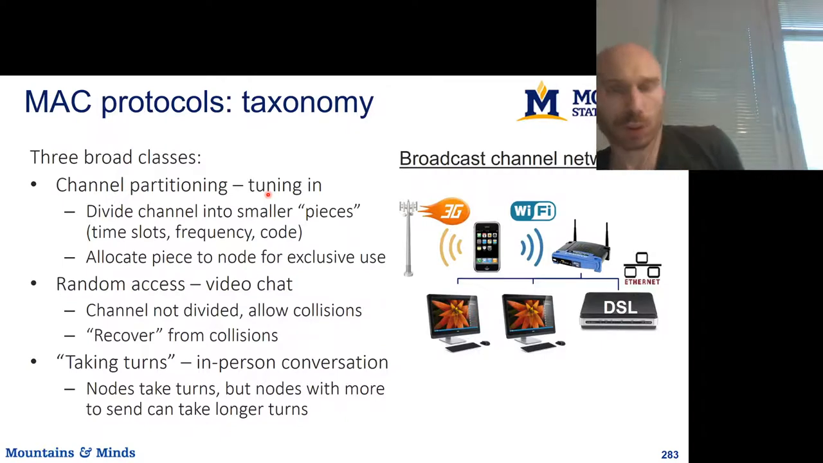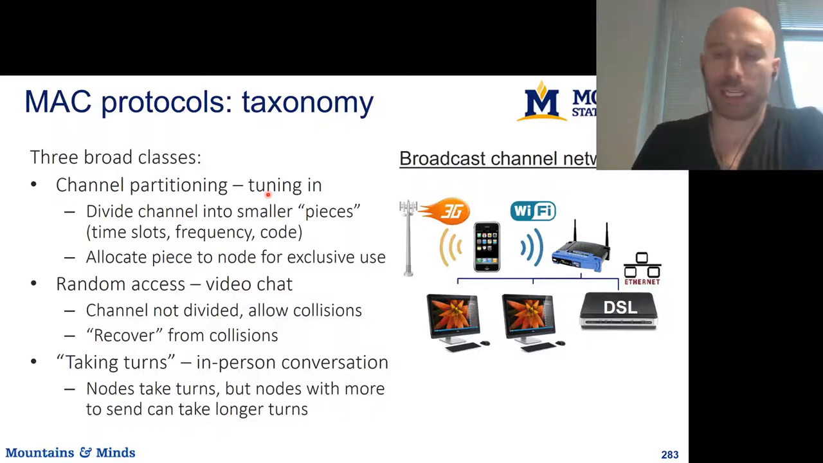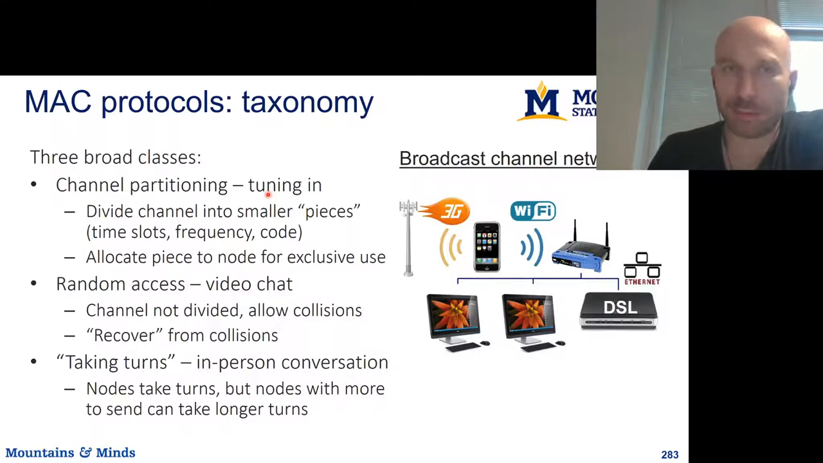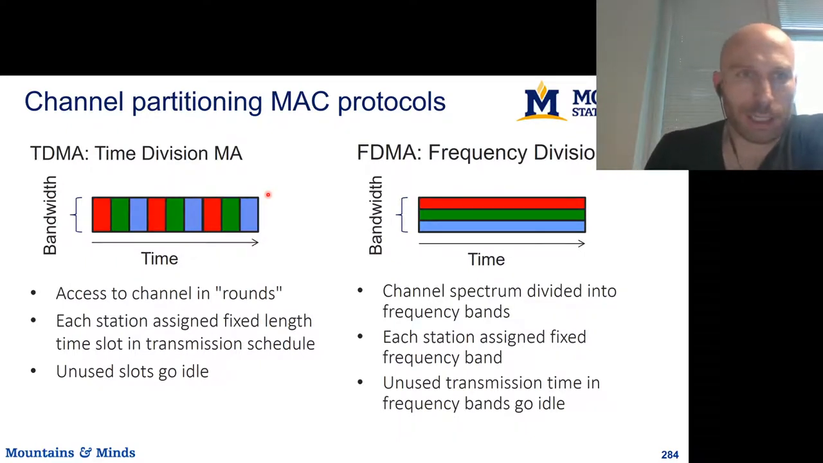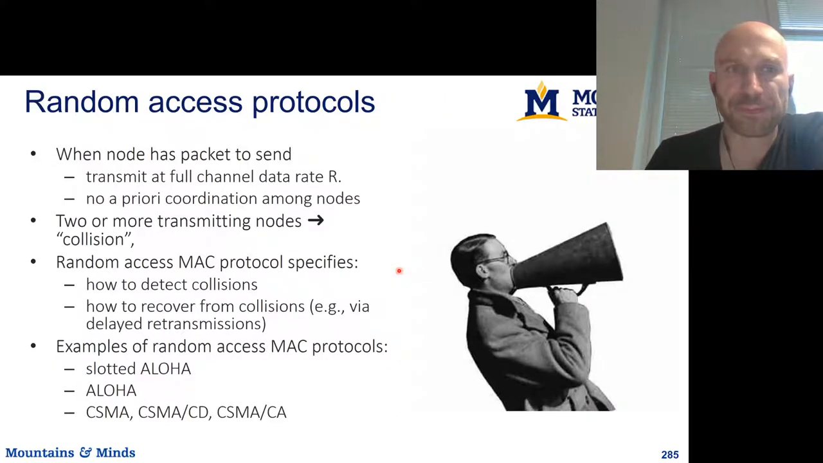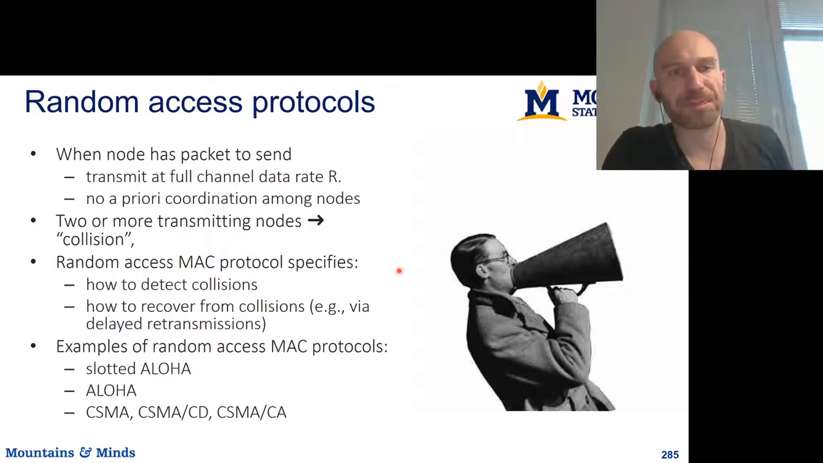Okay, so those are the three general approaches, and now we can look at protocols within a network that rely on these methods. All right, so I already talked about TDMA, which is time division multiple access, and FDMA, frequency division multiple access. I don't think I need to go over this again here. So let's move on to random access protocols.